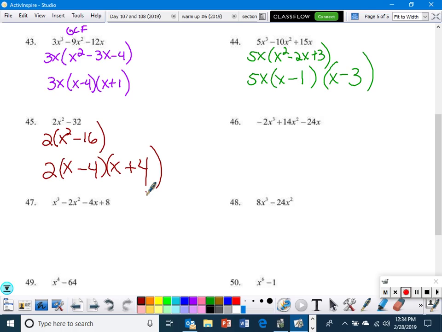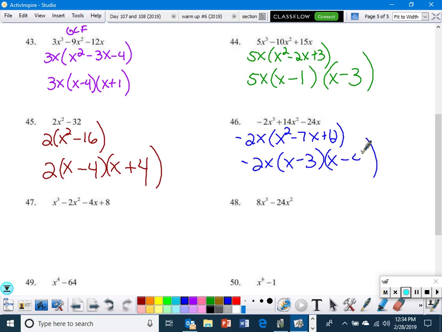All right, next one, same thing. We're going to pull out a GCF. Now on this one, we're going to want to pull out a negative because there's a negative in the front. So we're going to pull out a negative 2x. What's left? X squared minus 7x plus 12. Factors of 12 that add up to negative 7, that would be negative 3 and negative 4. So x minus 3 and x minus 4.